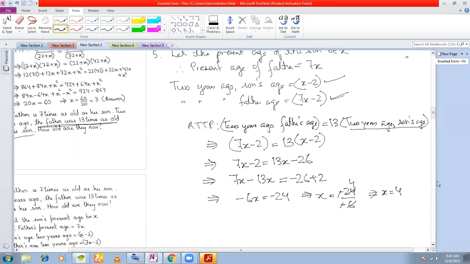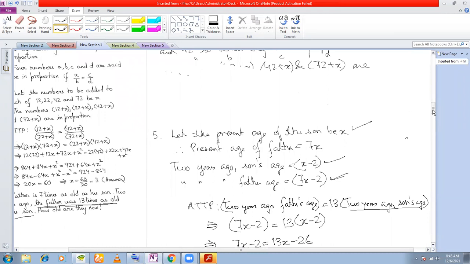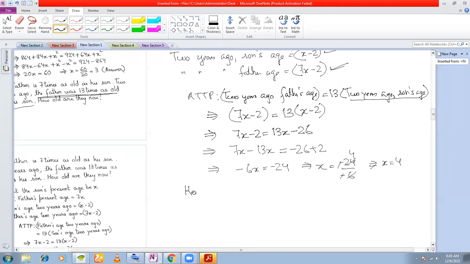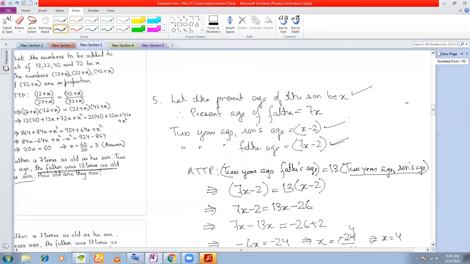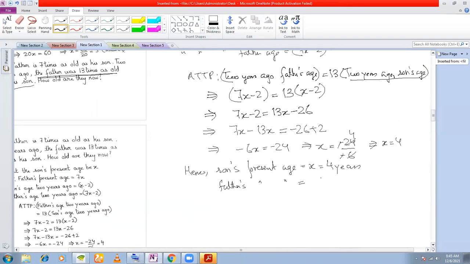So what was the present age? Present age of the son is x, which is 4 years. Hence, son's present age is x equal to 4 years. And father's present age? How much was father's present age? 7x, which is 7 into 4, equal to 28. Father 28 years, son 4 years. Okay, fine. I'll stop here then.